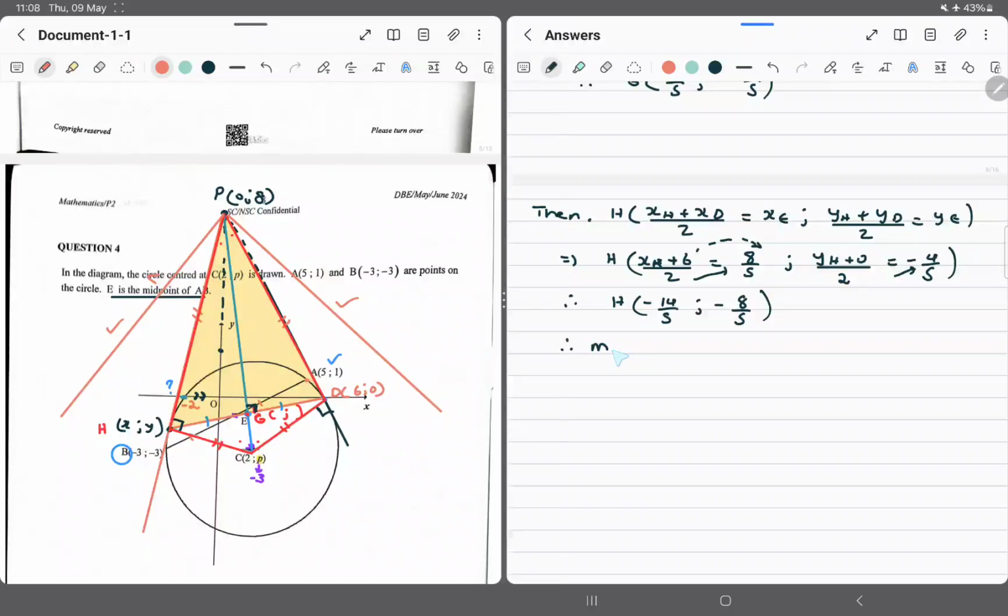Therefore the gradient of HP, the laptop, is going to be, y at P minus y at H over x at P minus x at H.